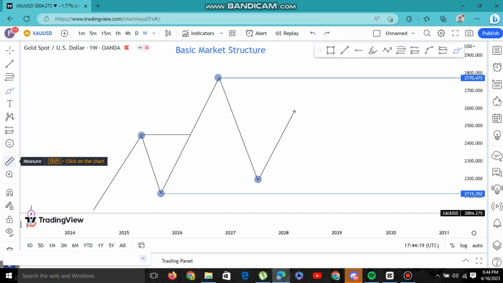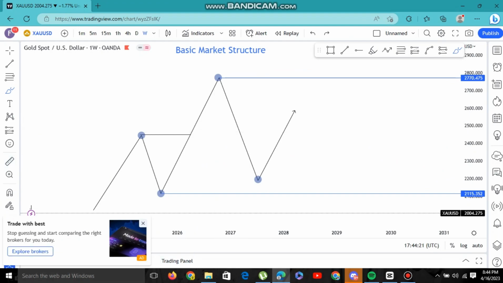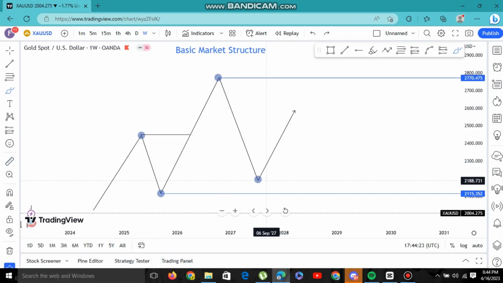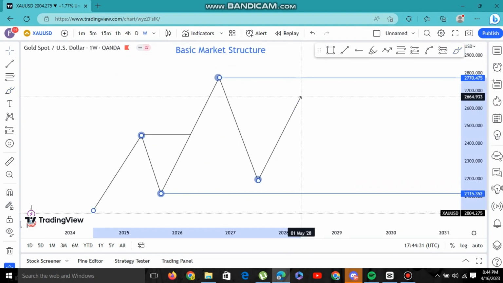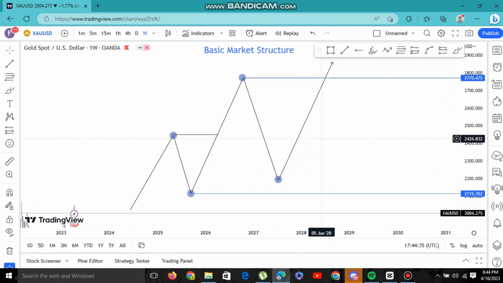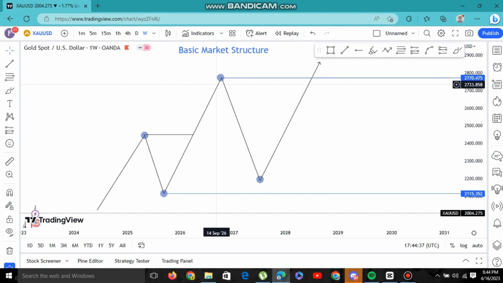Basically, what we're looking for with this kind of structure here is to try and take on the next impulsive move, which will happen maybe like this. And I've marked my structure points here in such a way that I have a swing range.